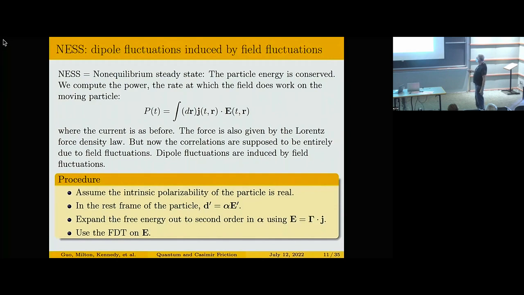So what you do now, you take the formula for the force or the power, whichever one you're interested in, and I'm assuming here that the intrinsic polarizability of the particle is real, with no imaginary part, but the dipole is induced by the electric field through the polarizability. We expand out to second order in alpha these expressions for the energy, for the power, and for the force, using E equals gamma J, which is this relation between the propagation function and the electric current and the electric field. And then you use the fluctuation dissipation theorem on the electric field.